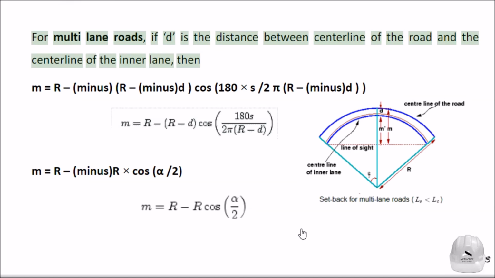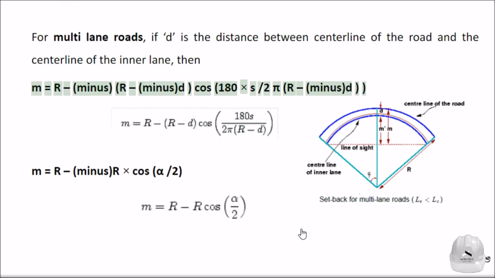For multi-lane roads, if d is the distance between center line of the road and the center line of the inner lane, then m equals R minus (R minus d) cos(alpha/2), where alpha/2 equals 180 times S/(2 pi (R minus d)). For single lane, m equals R minus R times cos(alpha/2).